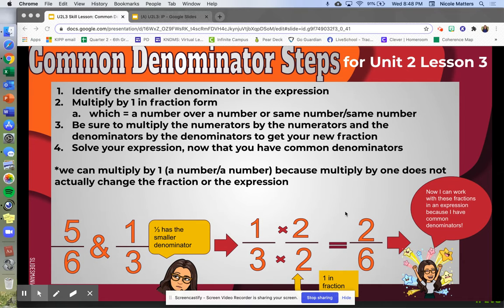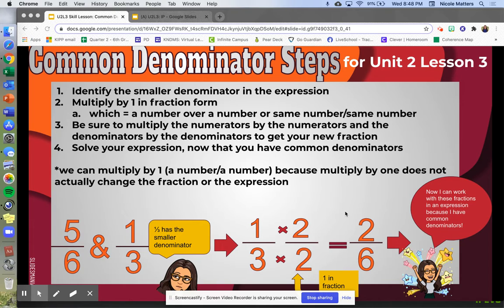Hello, mathematicians. Happy Thursday. We only get to do one skill lesson this week because tomorrow is parent-teacher conferences, so you don't have classes. So let's do our best on this skill lesson because we only have one. We're going to give it our all.